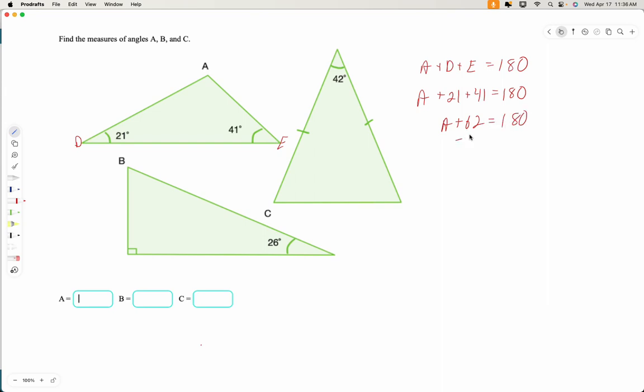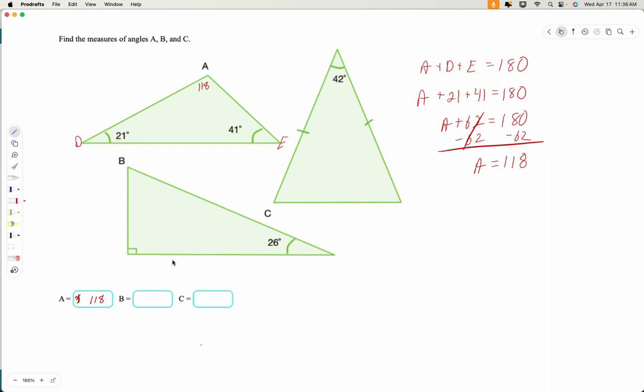If I subtract 62 from both sides, this cancels. So A is equal to 118. So 118 is the value of A. That's what I would put down here, 118. Okay. So now let's look at finding B.